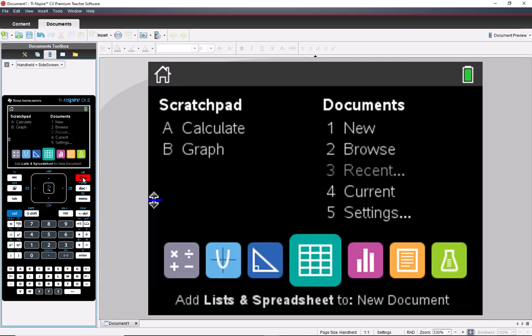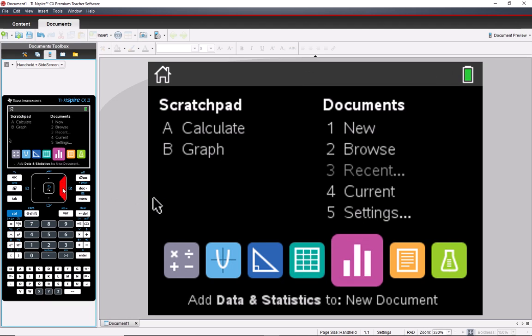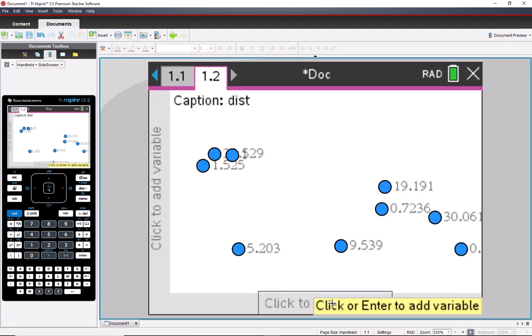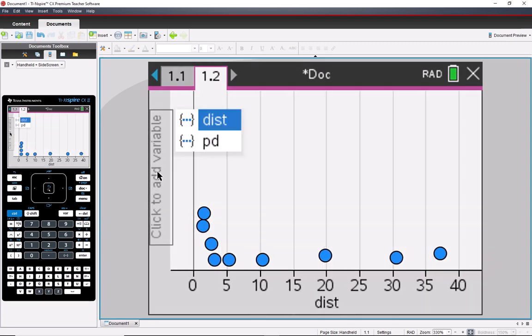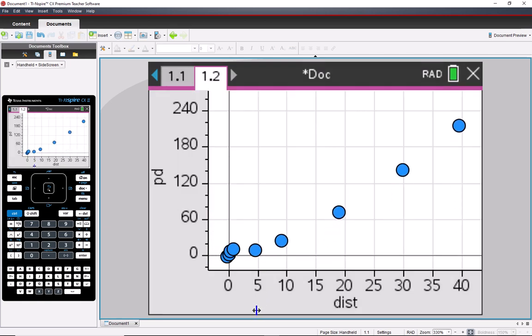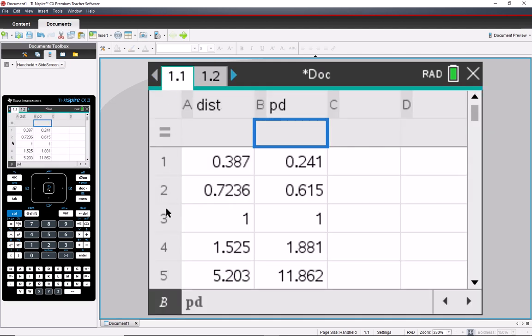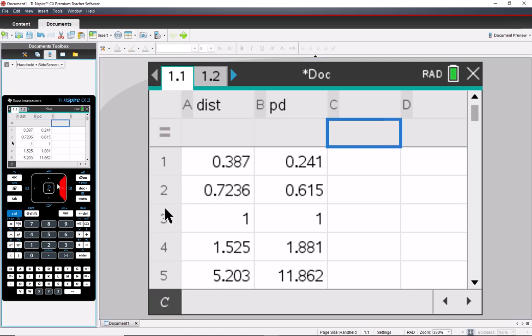So let's go to the home screen, scoot over, we'll create a scatter plot, and we're using distance to predict revolution period, and wow, that looks almost exponential. So let's pretend it is. And let's go back to our data, and if it were exponential, we'd be taking the log or natural log of the output, which is period. So let's give this a name, LPD, so that we can keep connections.